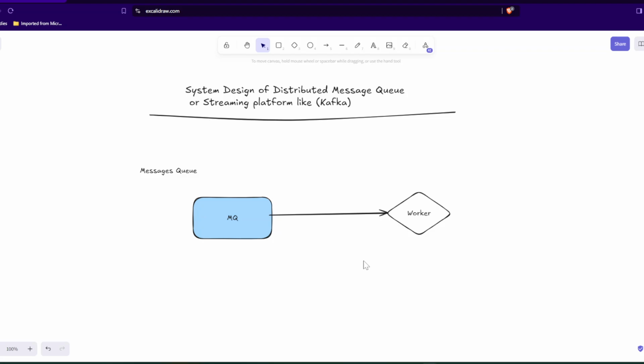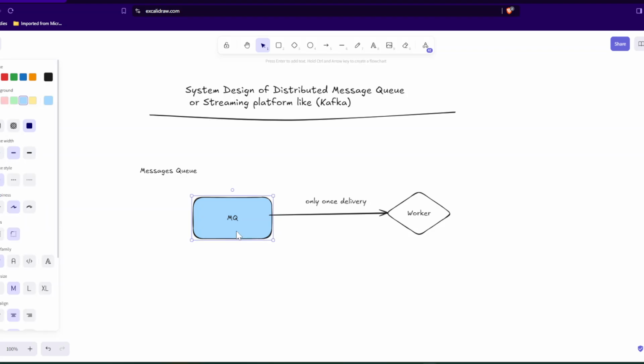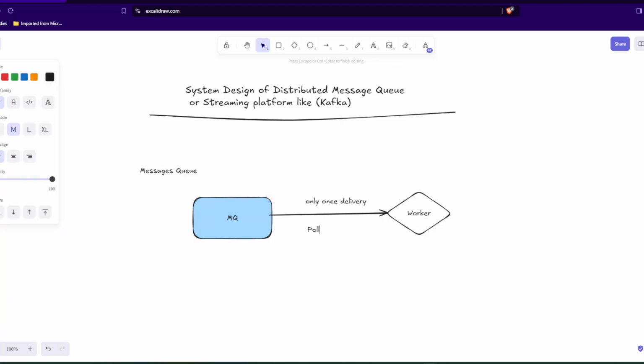So when I say worker process, suppose you are receiving an SMS from a certain service provider, and often you will see that you are getting duplicated SMS. That kind of thing is not once-per-delivery. What happens is that the system in some way couldn't guarantee the only once delivery which is necessary, but message queues guarantee you the only once delivery from the message queue to the worker. And how is it being done? It is being done via polling.